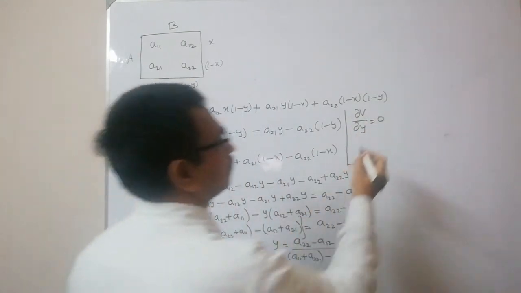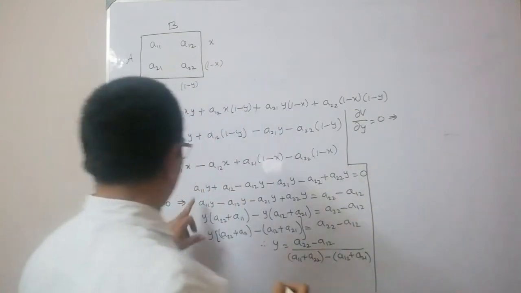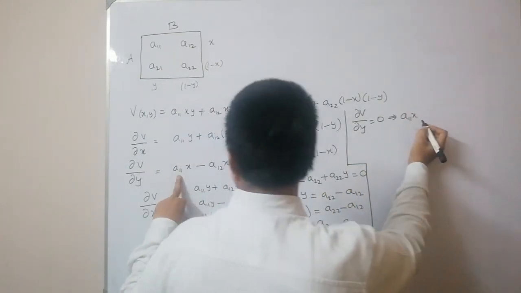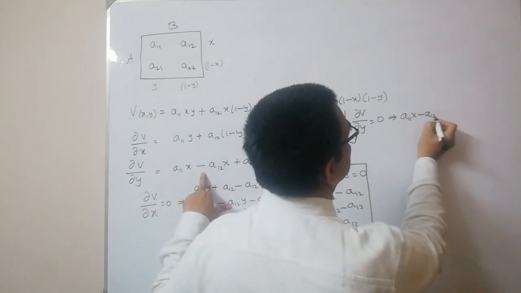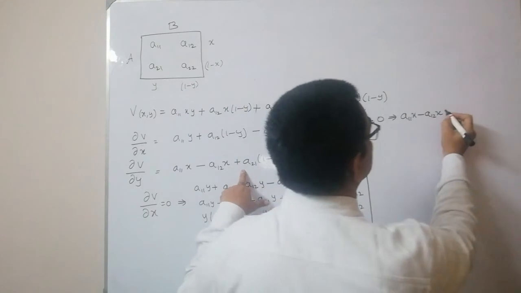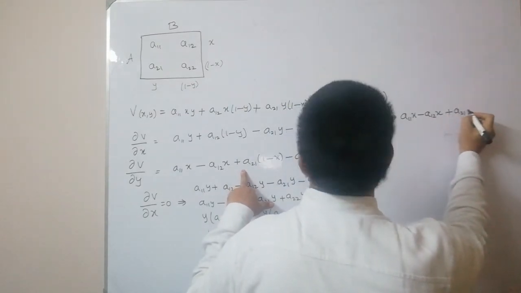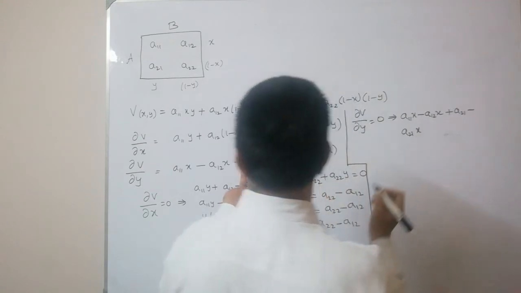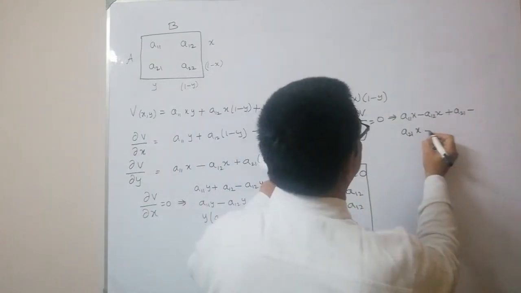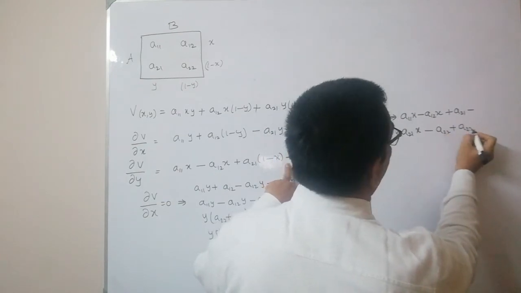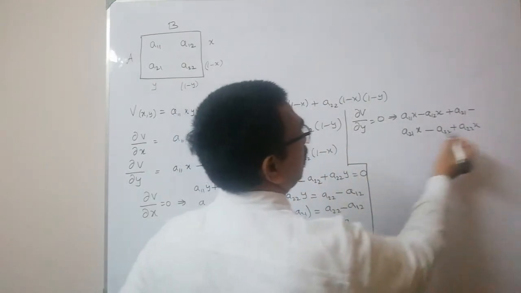This implies a11x minus a12x plus a21 minus a21x minus a22 plus a22x equal to 0.